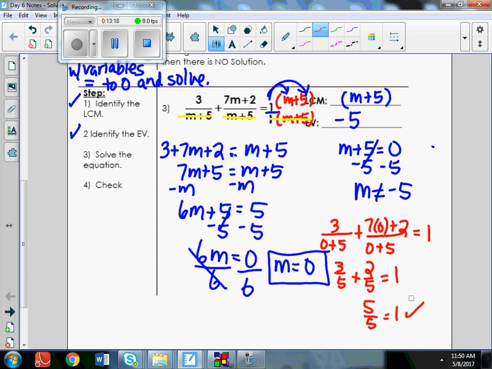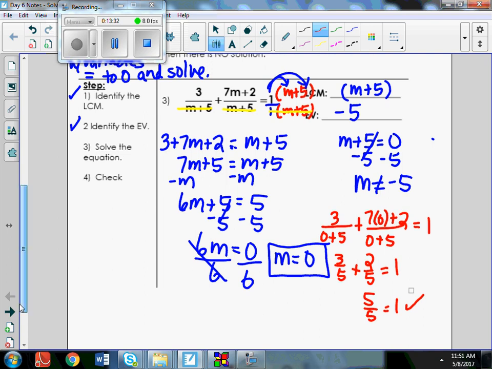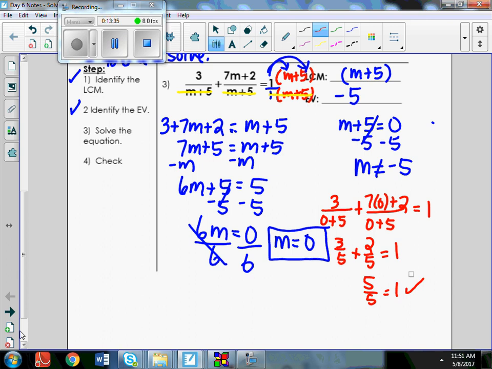So yes, it works. You can plug your answer back in and check it and see if it works, but you don't have to. I just want you to see how 0 works, because sometimes 0 looks kind of funny. You want a number, so it's good to have that example, because sometimes we get 0. M is equal to 0, and our excluded value is negative 5, but that's not what m equaled. So this is a good answer. I always check and see if this is my excluded value, then I would say it's no solution. But 0 can be an answer.